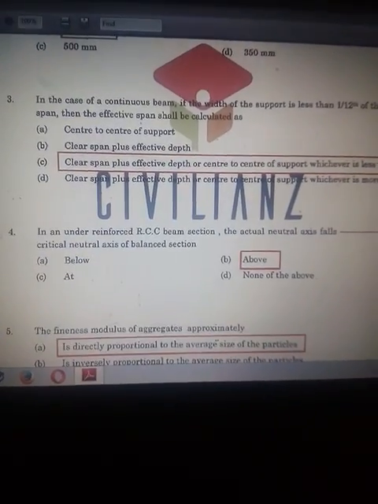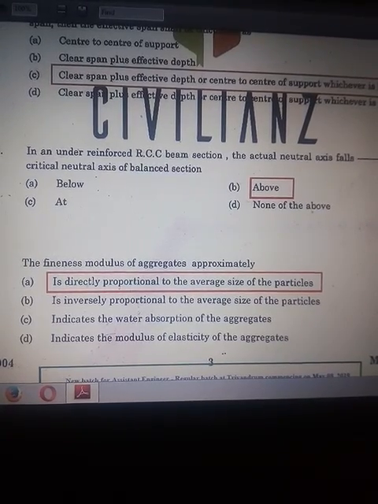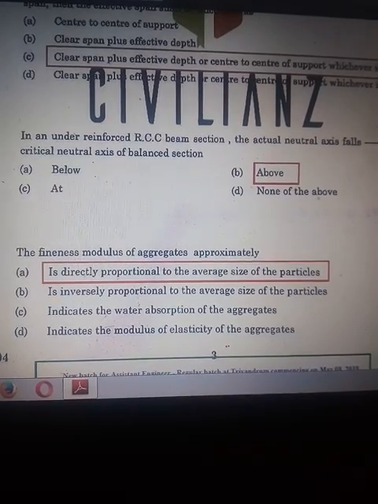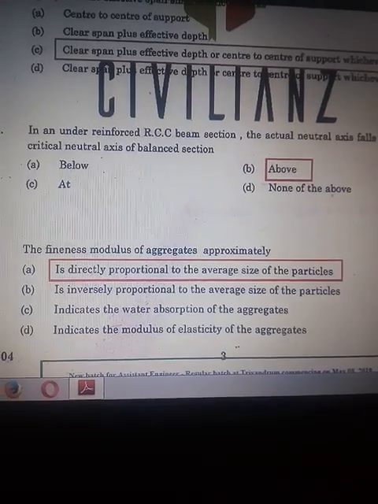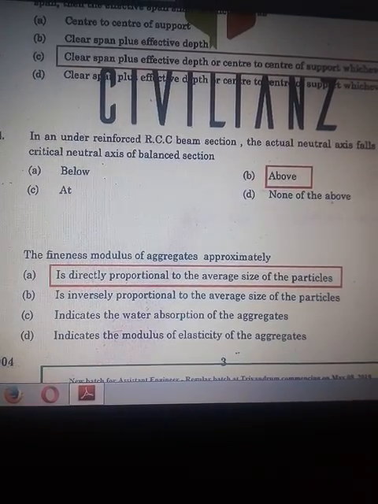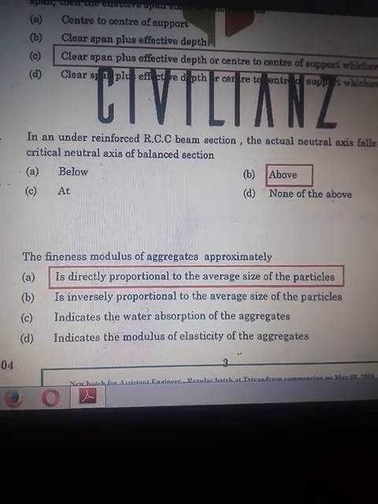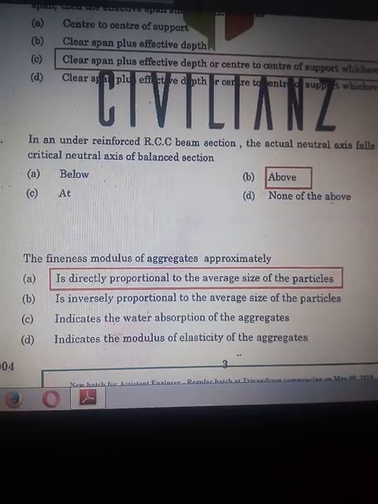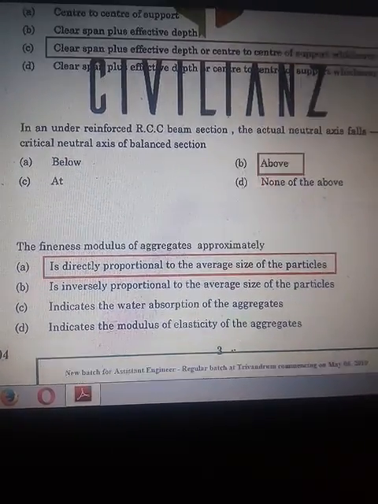Now next question, the fineness modulus of aggregate approximately is directly proportional to the average size of the particle, is inversely proportional to the average size of the particle, indicates the water absorption of the aggregate, indicates the modulus of elasticity of the aggregate. So the right answer of this question will be is directly proportional to the average size of the particles. Okay, so the right answer will be A.